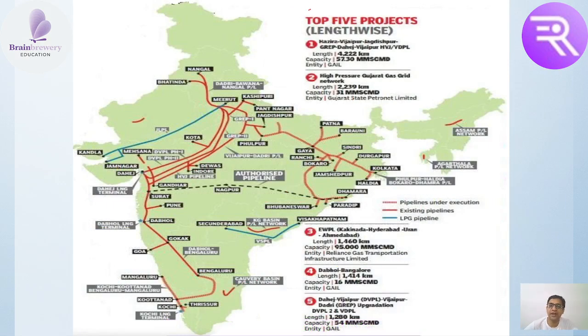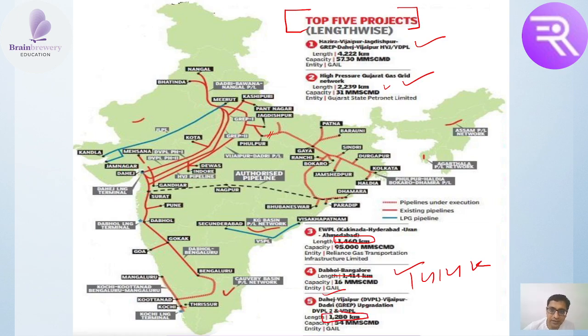You can see there are 5 lengthwise projects. One is Hazira, Vijaipur, Jagdishpur, which is 4,222 kilometers. Then the Gujarat gas grid network of 2,239 kilometers. Then Kakinada, Hyderabad to Ahmedabad, 1,460 kilometers. Then Dabhol to Bangalore, 1,414 kilometers. Then Dahej, Vijaipur, 1,280 kilometers. So this is how we are expanding our gas network.